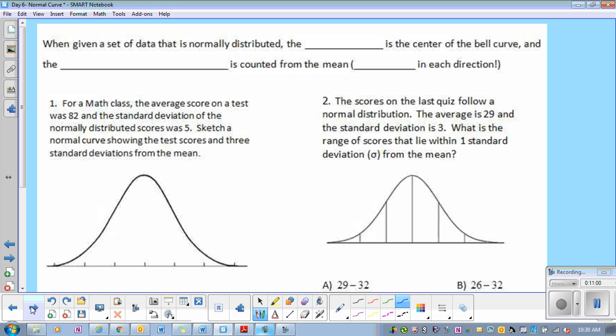So now, when you're given a set of data that is normally distributed, the mu, or your mean, you could write mean too so you remember, is right at the middle or the center of the bell curve, and the standard deviation is counted from the mean, plus or minus 3 in each direction. Okay, we only do 3 standard deviations.